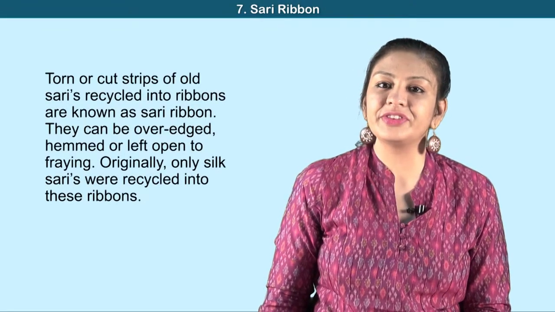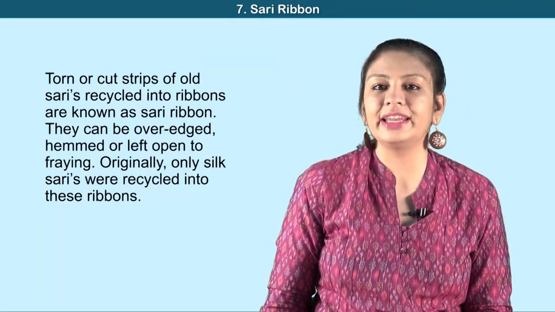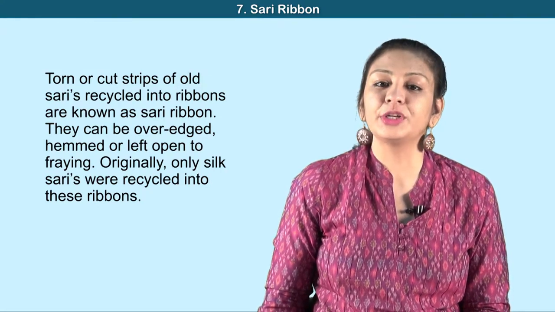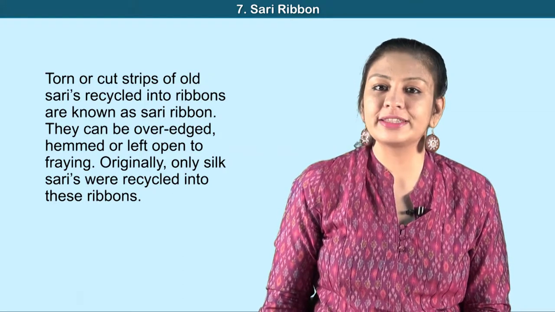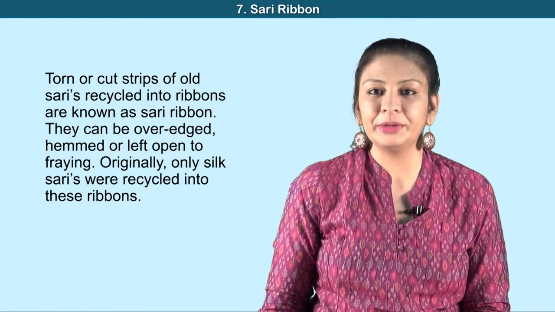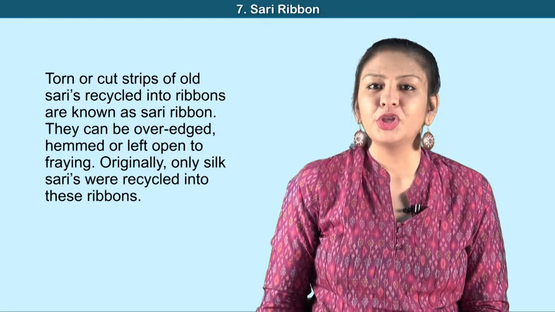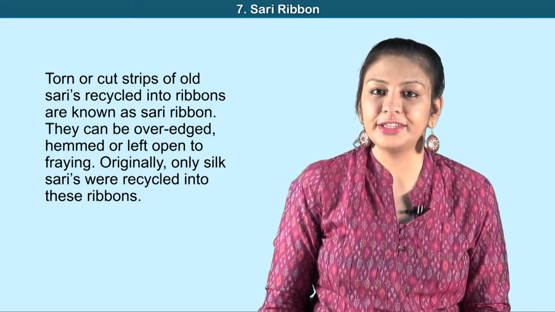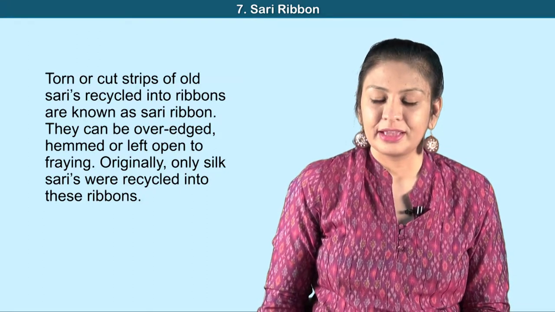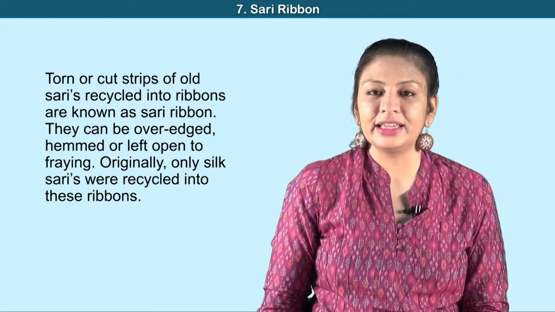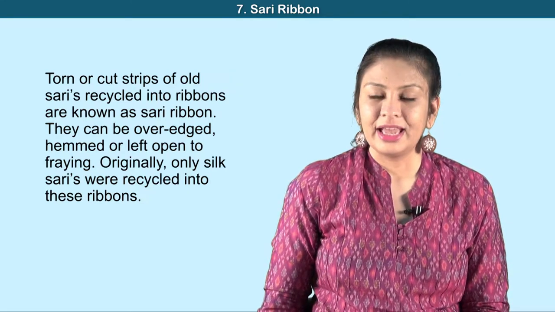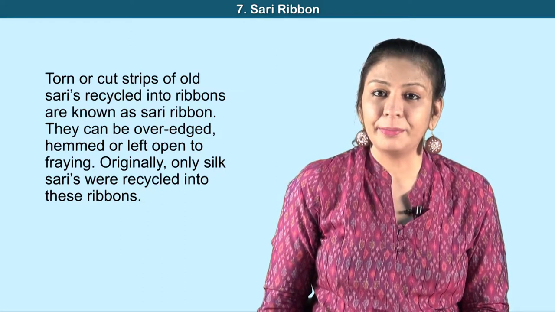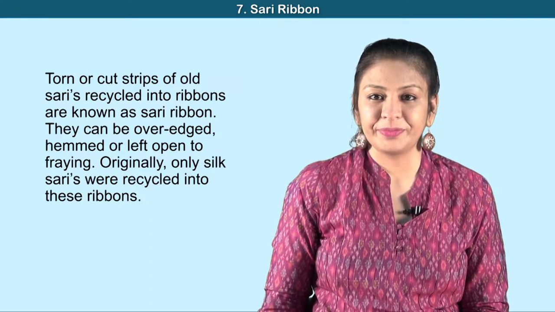The next is a very interesting category of ribbon called sari ribbon. Yes, you heard it right. These are torn or cut strips of old silk saris, recycled into ribbons. You might have come across people selling their old saris in exchange for new saris. In these places, the zari is often taken separately. It's melted and sold for its silver quality. The silk fabrics are often tossed in a heap.